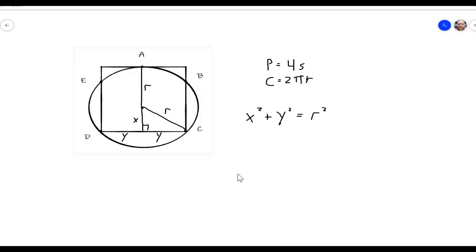All right, now what do we know? Well, we know that x plus r is the length of a side, and y plus y is the length of a side. So we know that x plus r is equal to 2y. Let's use this information in our Pythagorean theorem, and that should allow us to get rid of the x's. If I solve for x, I get x is equal to 2y minus r.